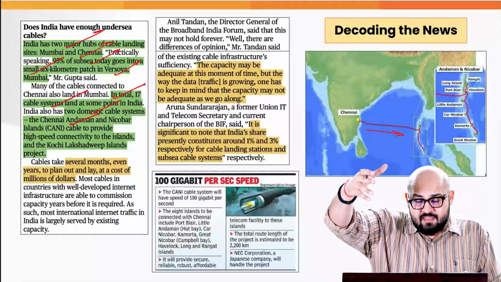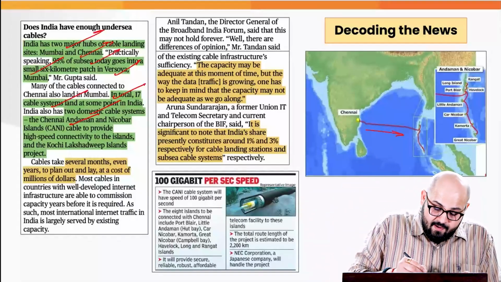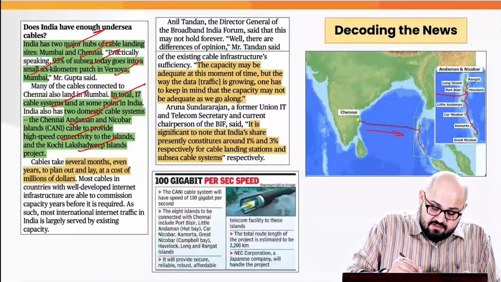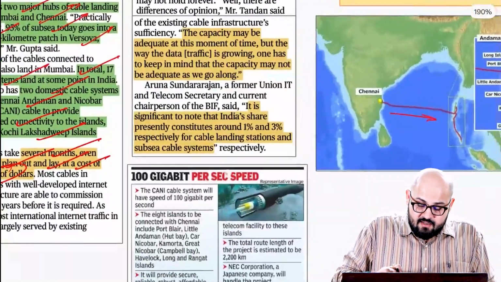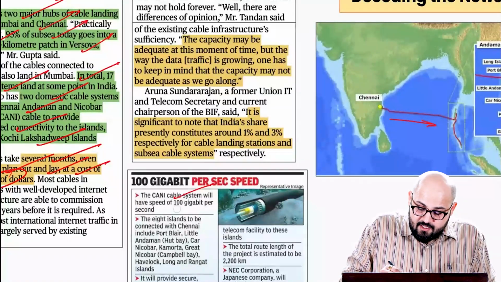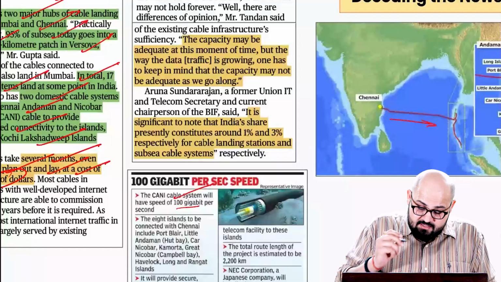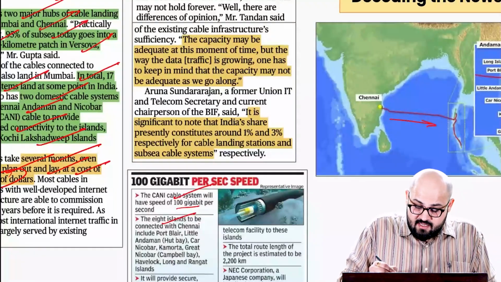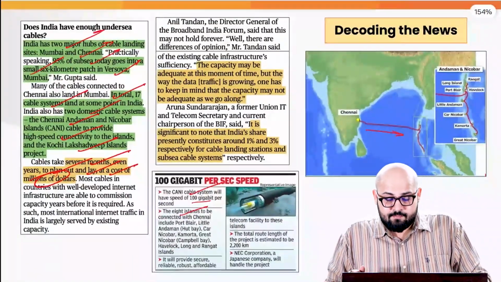So it is connecting many of the islands in Andaman and Nicobar to provide high-speed connectivity to the islands, and the Kochi Lakshadweep Islands project. Cables take several months, even years to plan out and lay, at a cost of millions of dollars. So this particular cable, the CANI, Chennai, Andaman and Nicobar Islands cable system, will have a speed of 100 gigabits per second. The 8 islands to be connected are these. So you can just have a look at this particular infographic.